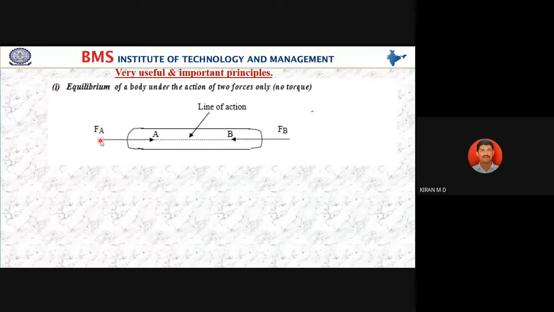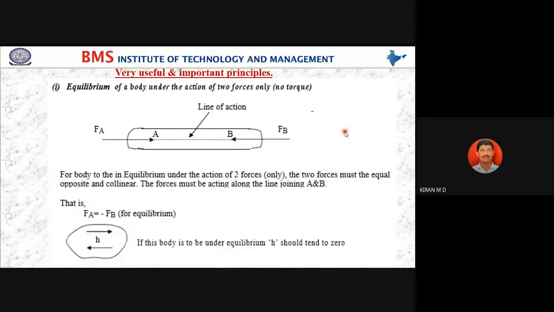Here Fa, the force at point A, is towards the right in the x-axis, so I can write this as plus Fa. Again F on B is towards left, and towards left is negative. So the summation of these two, plus F minus F, should be equal to 0. So for a body to be in equilibrium under two forces only, the two forces must be opposite and collinear.